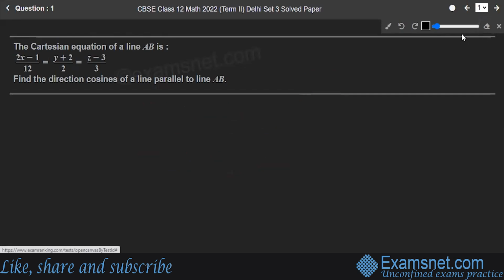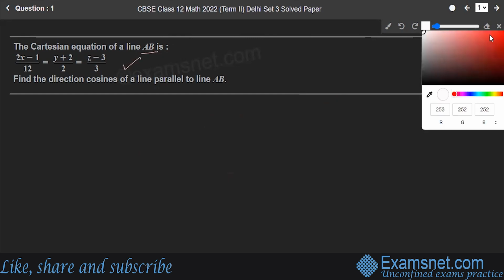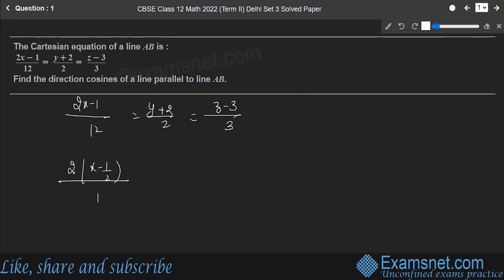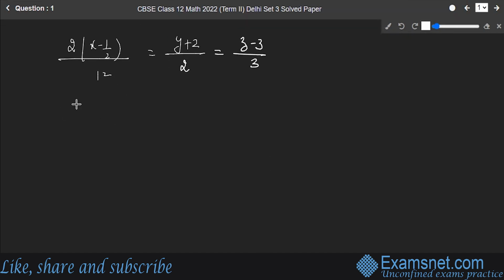Here is the question number 1. The Cartesian equation of the line AB is given by this. You have to find the direction cosines of the line parallel to AB. Okay, let's go with that. So the given line is (2x minus 1) upon 12 is equal to (y plus 2) upon 2, (z minus 3) upon 3, or this can be written as 2 into (x minus 1/2) upon 12 is equal to (y plus 2) upon 2 is equal to (z minus 3) upon 3, or (x minus 1/2) upon 6 is equal to (y plus 1/2) upon 2, (z minus 3) upon 3.